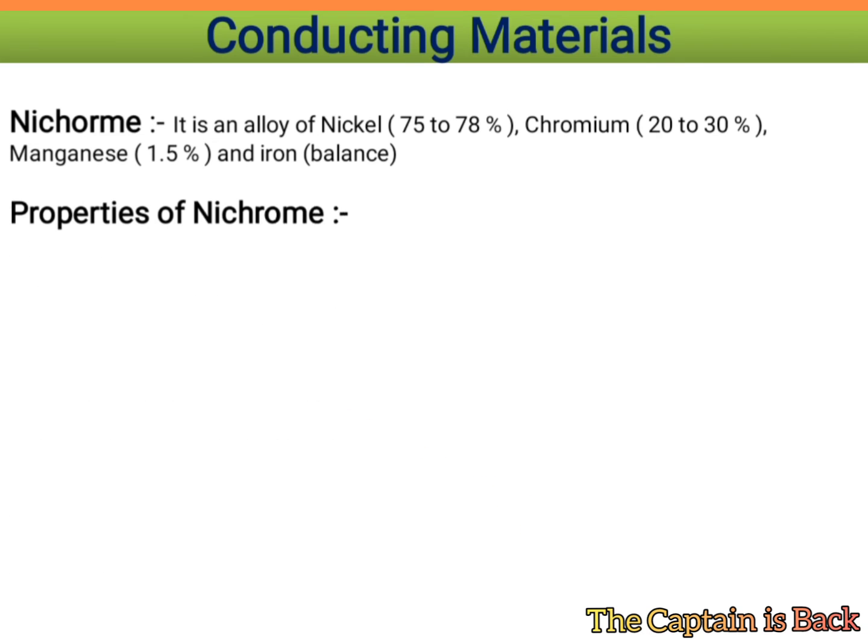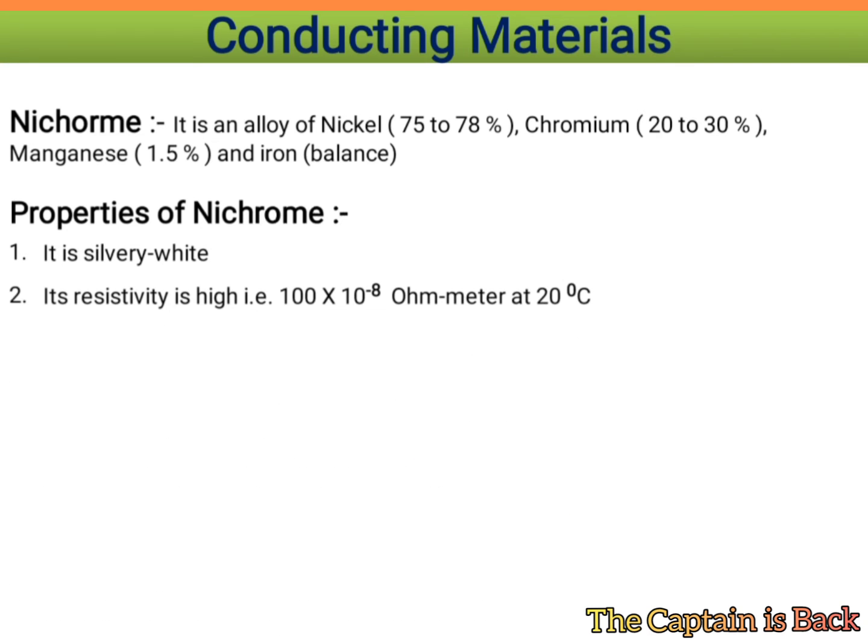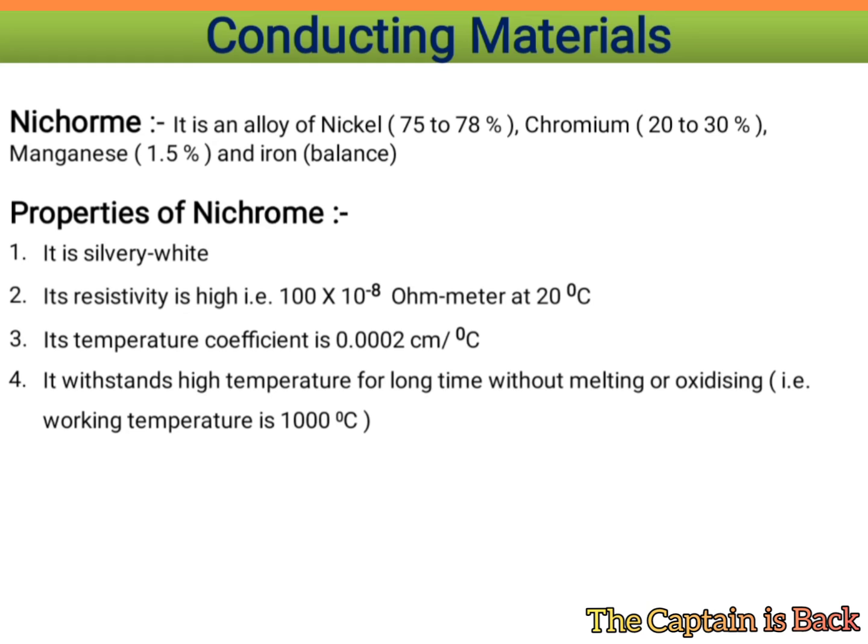Next, properties of nichrome. First one, it is silvery white, as seen in the picture. Its resistivity is high, that is 100 into 10 to the minus 6 ohm meter at 20 degrees Celsius. Its temperature coefficient is 0.002 per degree Celsius.